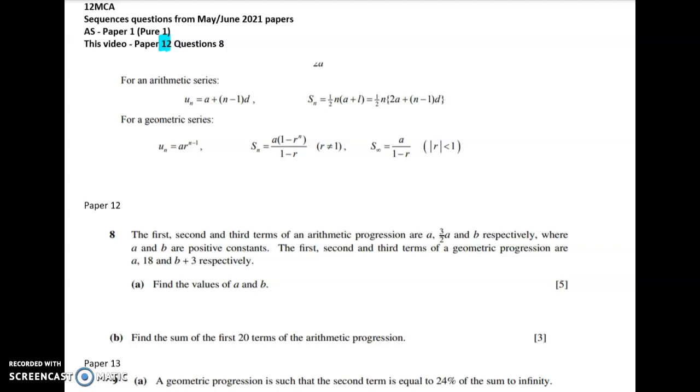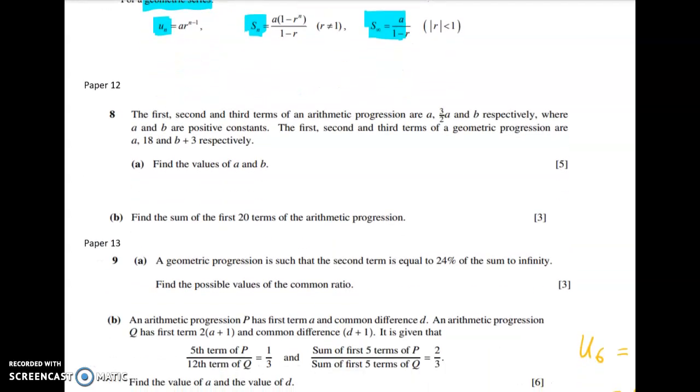We've got a number of options when we're doing sequences and series questions. It's always going to come down to whether it's an arithmetic or a geometric series, and then I'm either going to be finding the sum to n terms or an individual term, which is the un, or I'm going to be finding a sum to infinity. So in this paper, what we've got given is an arithmetic progression where we're told the first, second, and third terms are these numbers here.